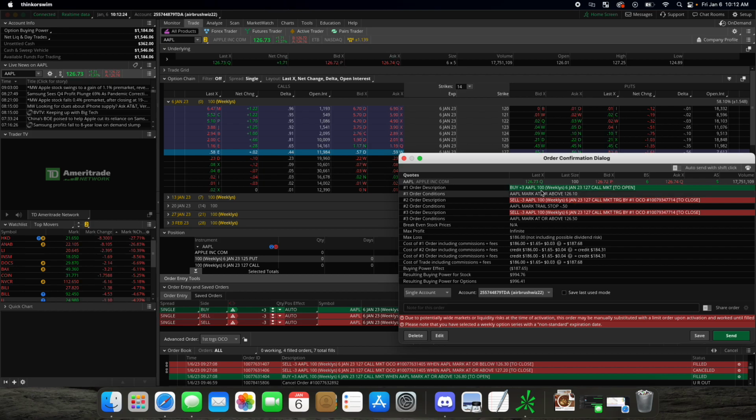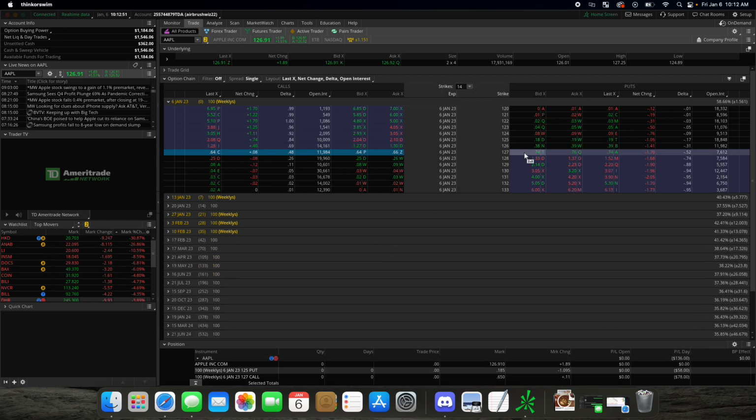I never place a trade without confirming that these have been entered correctly. And you'll notice sometimes the trail stop, I don't know what happens. Sometimes it just doesn't get entered correctly. Always check this. Always check this. You will be so frustrated if you forget to check this and something goes wrong. And then hit send. I'm not going to, because this is just an example.